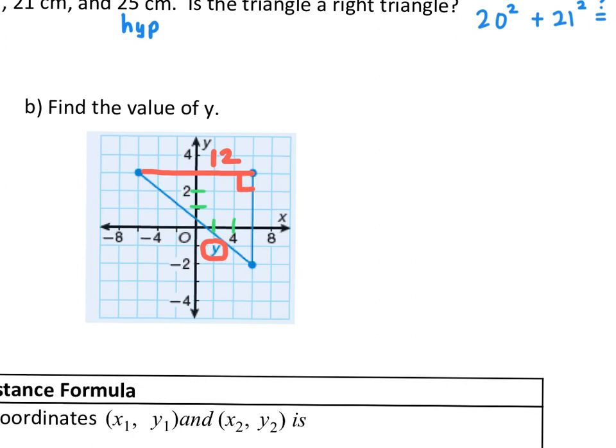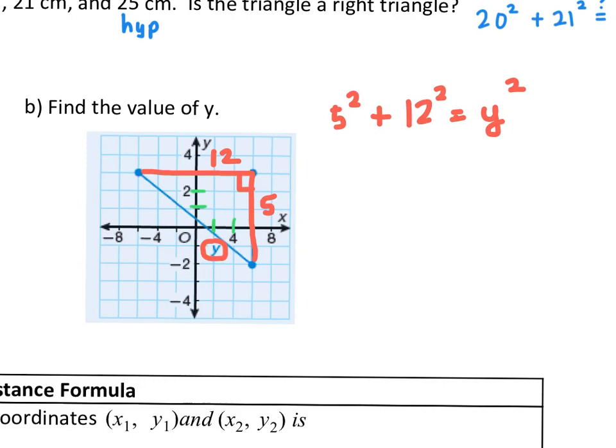On my vertical axis, I've got 1, 2, 3, 4, 5 squares, and each square represents 1, so I've got a total of 5 units, which is all I need to know to use the Pythagorean theorem, because if I know 2 sides of a right triangle, I can find the third side.